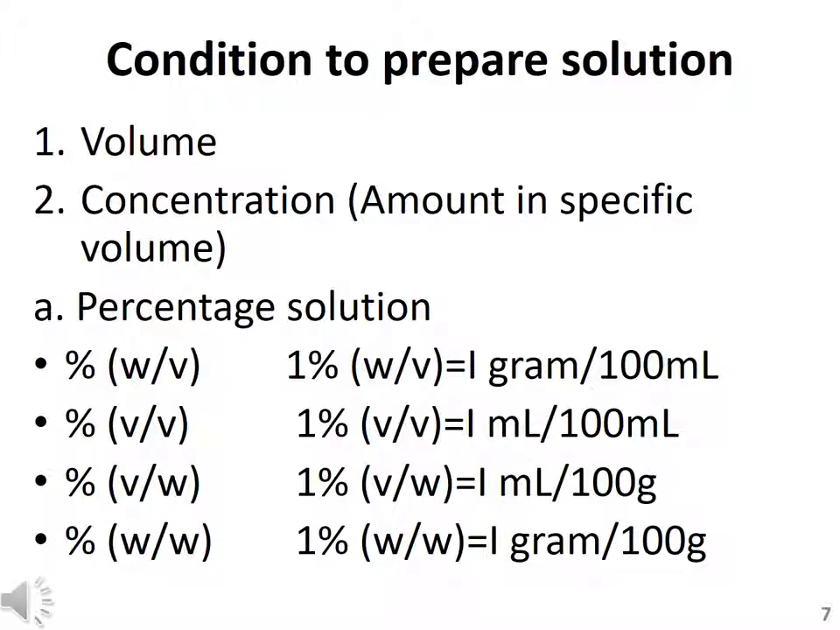And the last type is weight by weight. If you are interested in preparing a 1% weight by weight percent solution, then you will take 1 gram of the solute, and you will make up the solution up to 100 gram by using an analytical balance. So these are the 4 percentage types. In the next slide we will discuss the remaining types of the concentration of the solution.